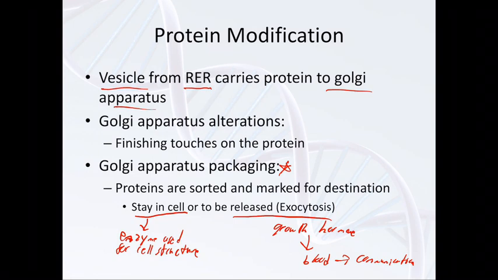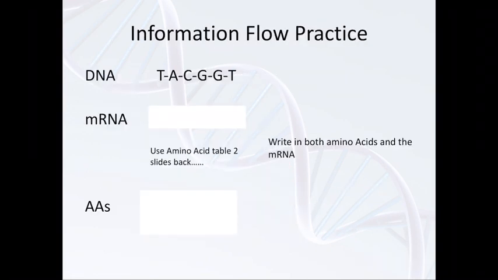Okay, so what I want you to do here is work through some information flow practice. You're going to use this template strand of DNA here, and you're going to write in which messenger RNA bases match up with these. So what does the T match with? What does the A match with? C, G, G, T. This is all happening in the nucleus, right?